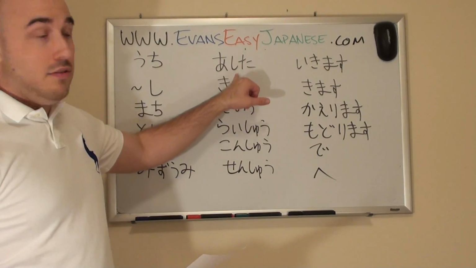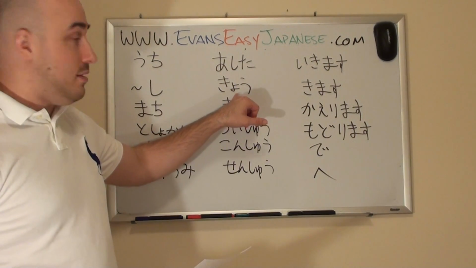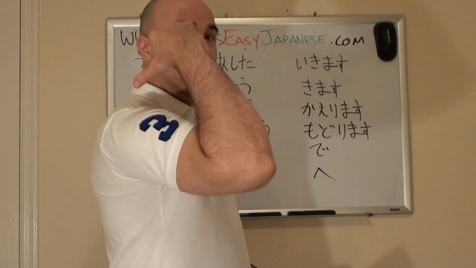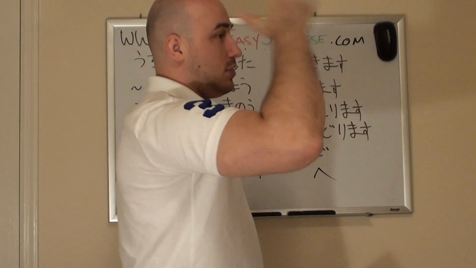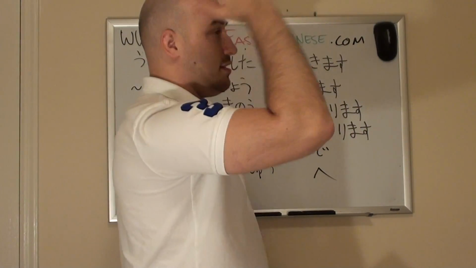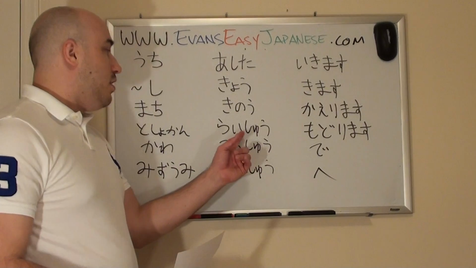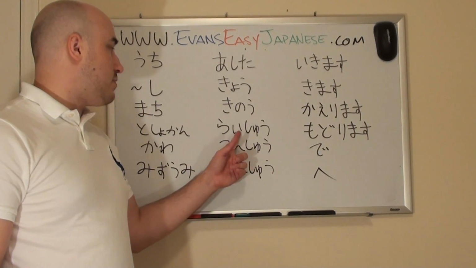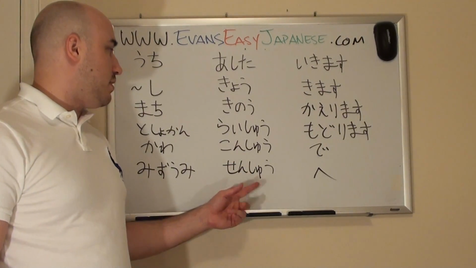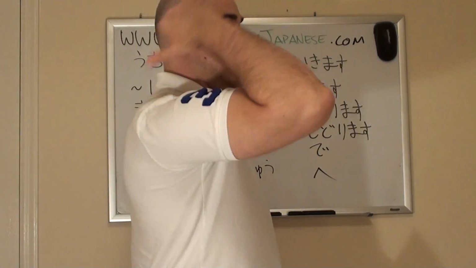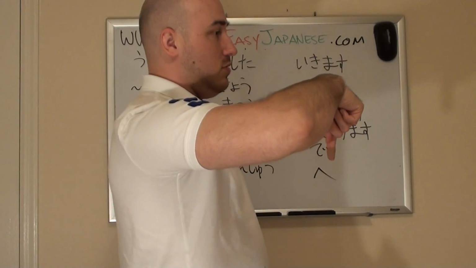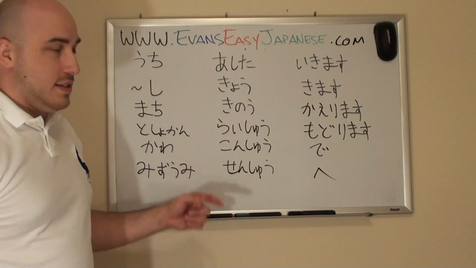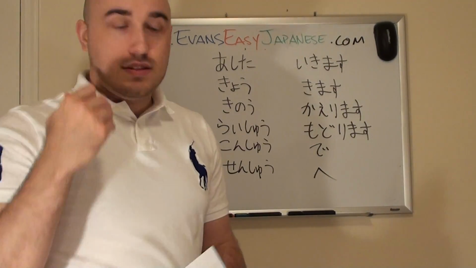Ashita, tomorrow. Kyo, today. Kino, yesterday. Kyo, kino, ashita. Today, yesterday, tomorrow. Raishu, konshu, senshu. Next week, this week, last week. Konshu, senshu, raishu. You're going to see these rai, kon, and sen. It's a small pattern also with months. However, we're not there yet.